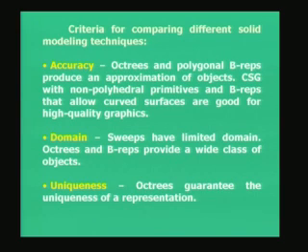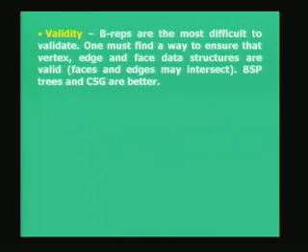So, the uniqueness is not guaranteed there. The validity, that is, the boundary representations are the most difficult to validate. That means you must find a way to ensure that the vertex, edge and face data structures are valid, and the faces and edges may intersect in the case of boundary representations.